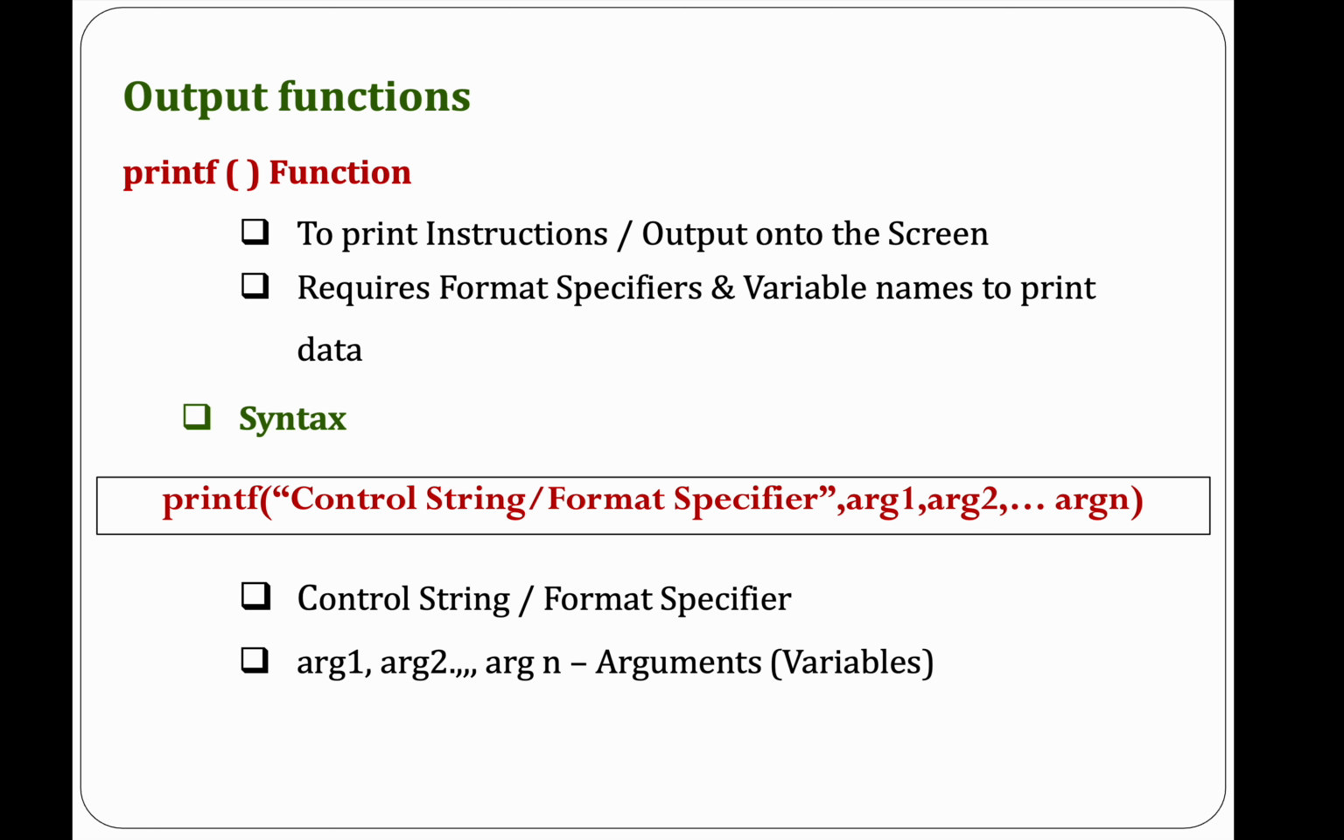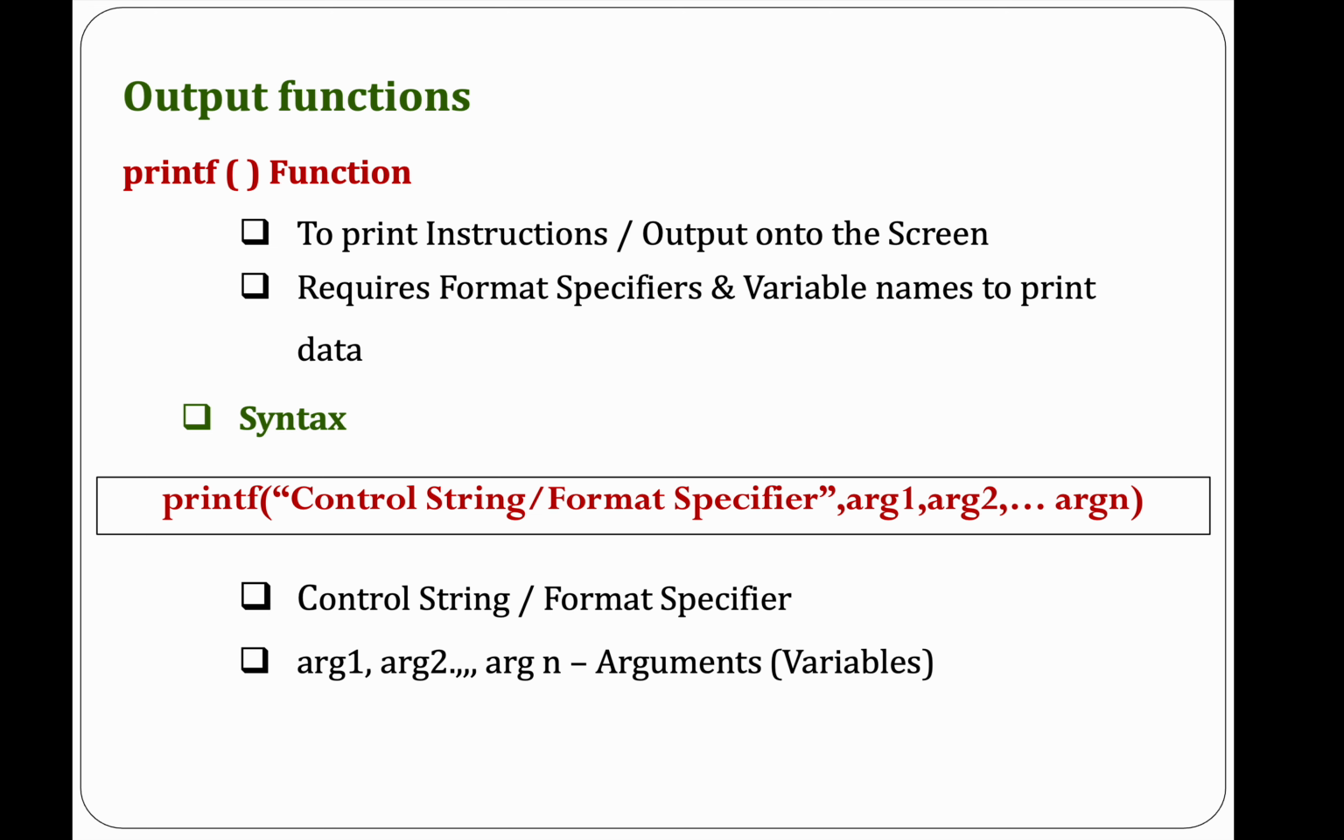Look at the syntax carefully. In a printf statement, in the double quotes you have to give a format specifier or control string, followed by arguments. Okay, as I said in the previous video, arguments are nothing but variables. And not only control strings and format specifiers can be given inside the printf function, we can give any words, English words, or whatever you want. We'll see with an example. So at this moment, you just compare the scanf and printf statements.